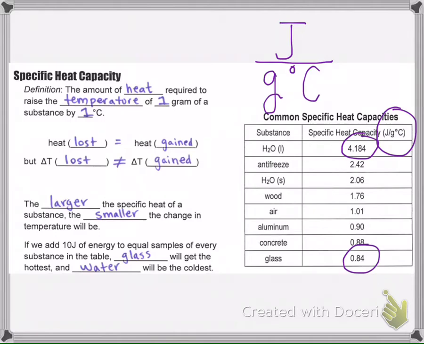So that means if something made of glass was heating up, it would feel very hot, but it wouldn't look hot.